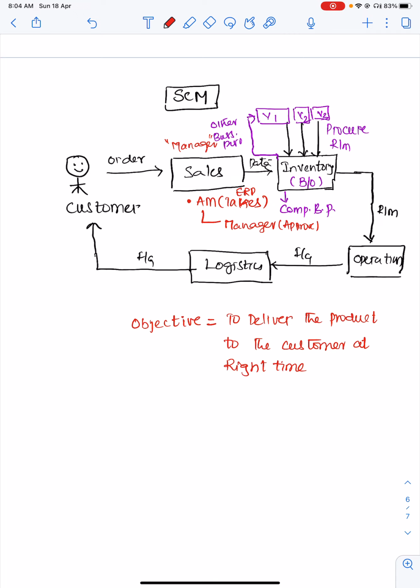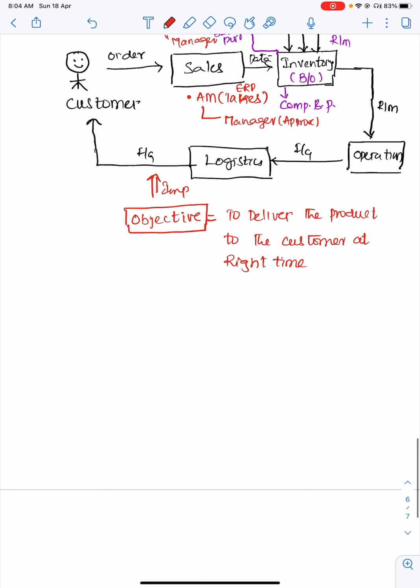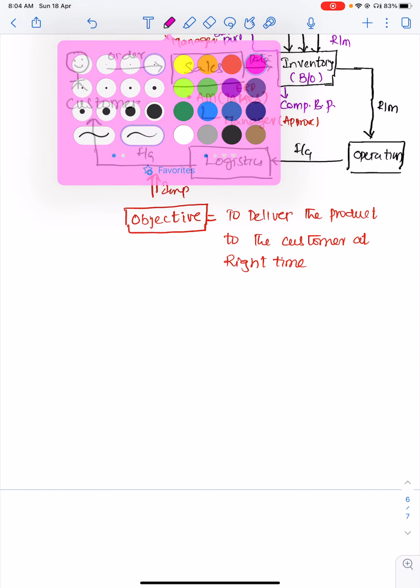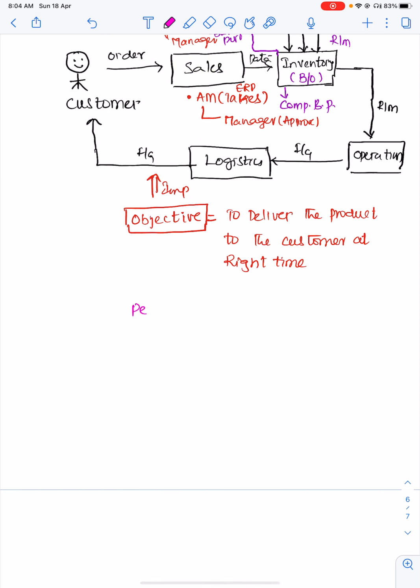Now how do we know whether we have achieved this objective by implementing this business process? How do we know? By measuring. That measuring is called performance measure. So how do we measure this performance, and whether we have achieved our objective or not, how do we know it?